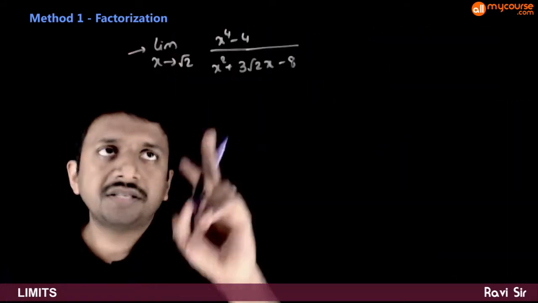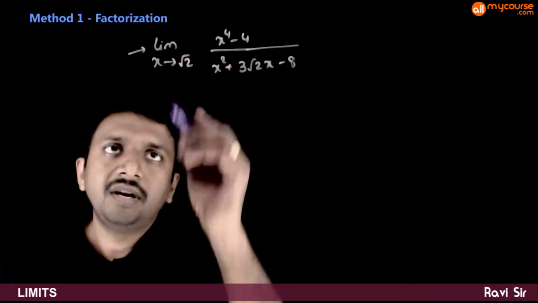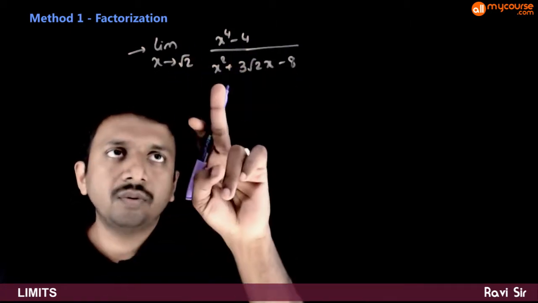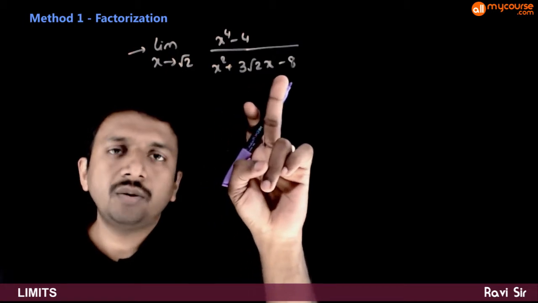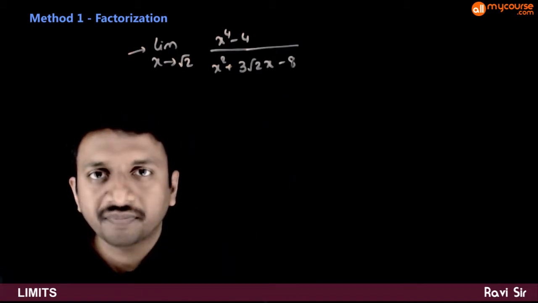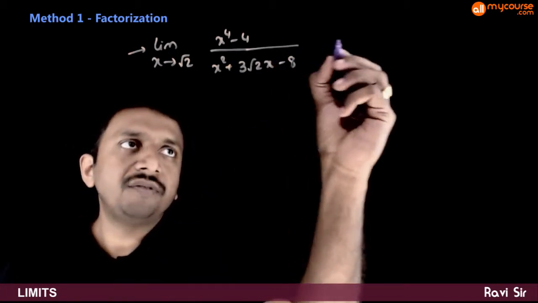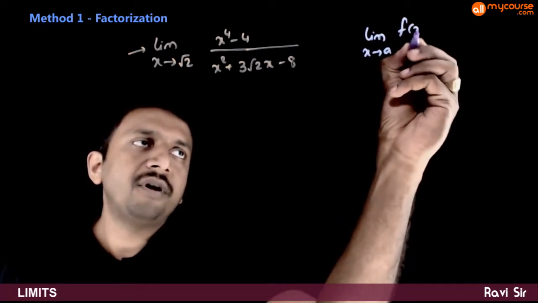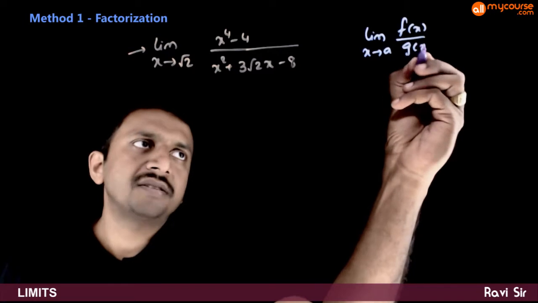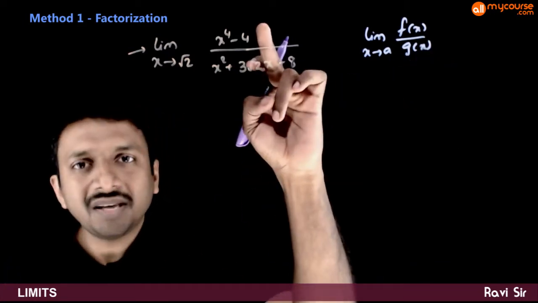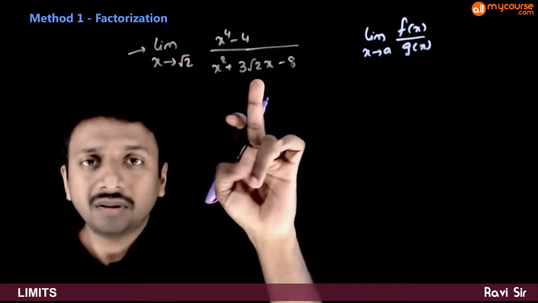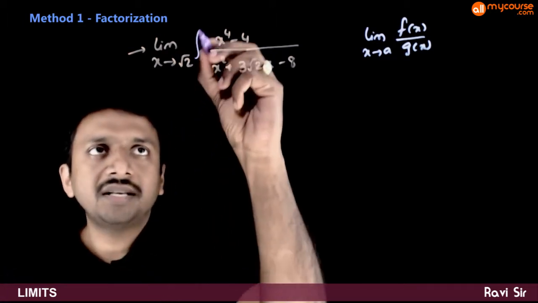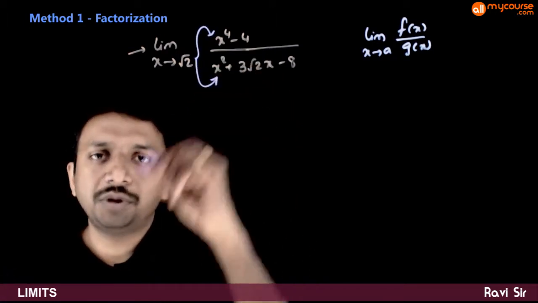So next, let us try to find this limit. Limit x tends to root 2, (x power 4 minus 4) by (x square plus 3 root 2 x minus 8). So again, this is of the form limit x tends to some number f of x by g of x. The numerator is a polynomial of degree 4. The denominator is a polynomial of degree 2. So in that case, let us use direct substitution.